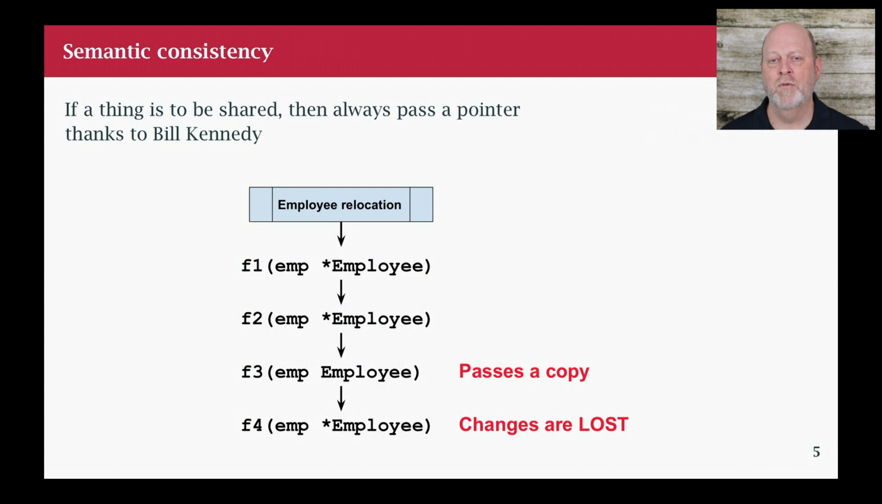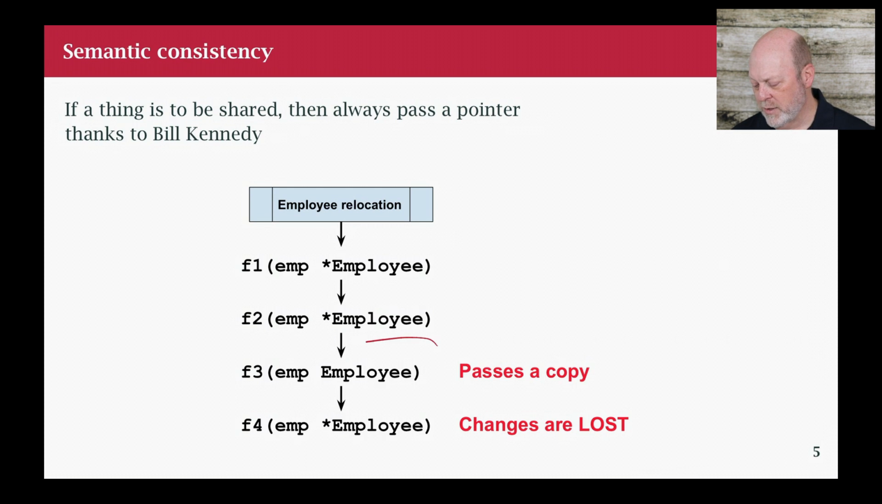Now, when I talk about reference semantics, I also want to make a little pitch about consistency. Okay? If we're going to use reference semantics, we should probably use them consistently. And this is an example based on something Bill Kennedy said in one of his classes. And the example here is, I've got some process. I'm going to do employee relocation in my software that manages the employees in the company. And to do that, I'm going to call a bunch of functions. So I start out with my employee record, and I'm going to pass it around through a pointer. Fine. I had a reason for doing that, which is great so long as all the functions take pointers.